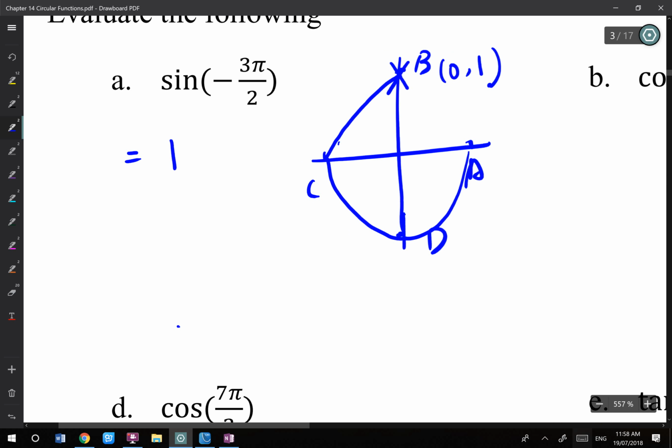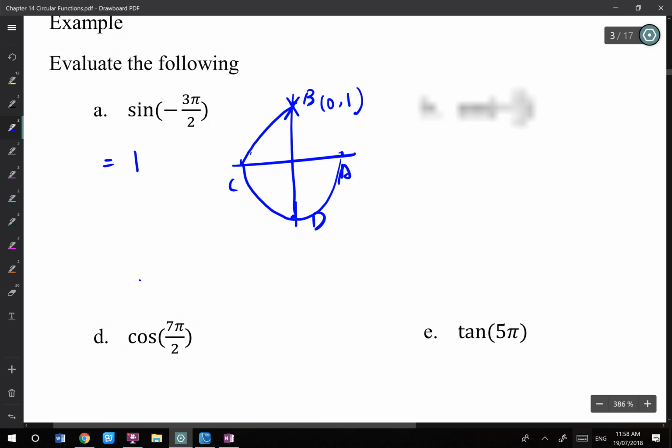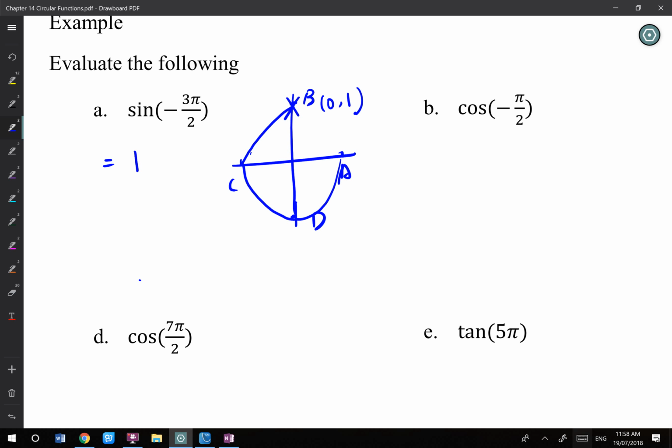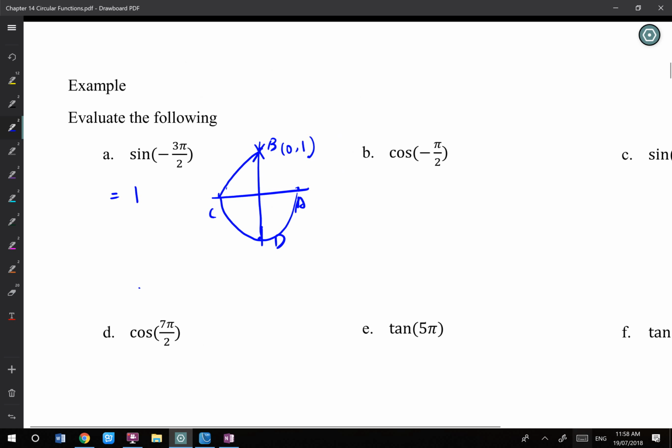Okay, everyone, please do the other 5 using the same method. Draw the angle, find the intersection, and then choose x, or y, or y divided by x. You have 5 minutes to do that.